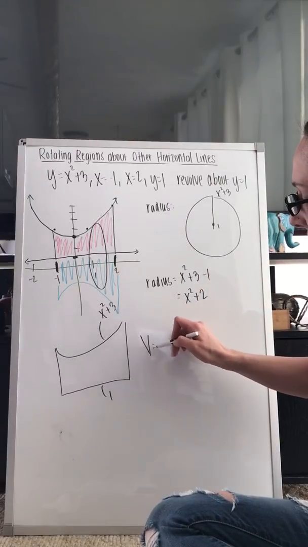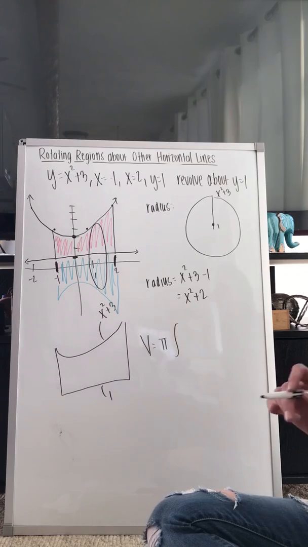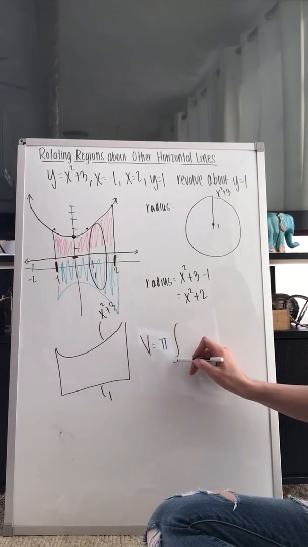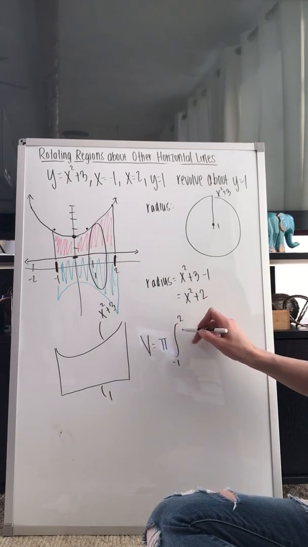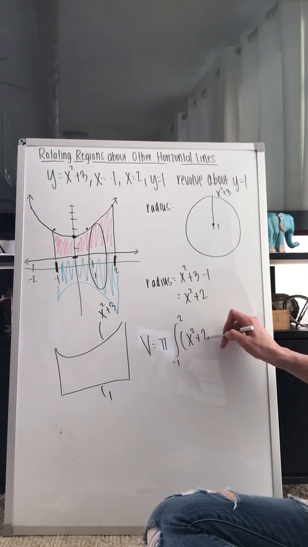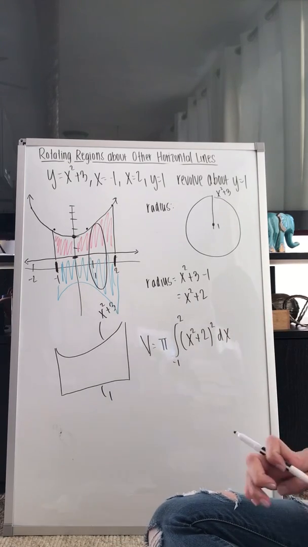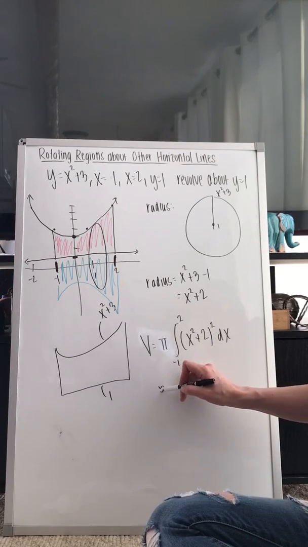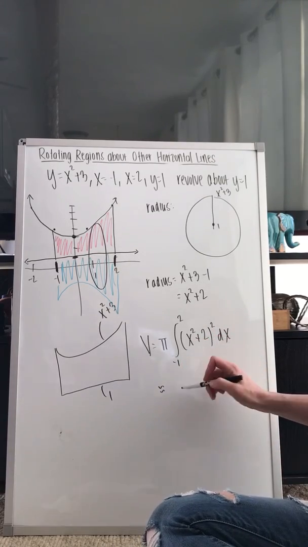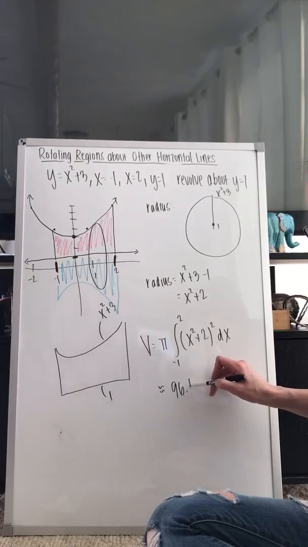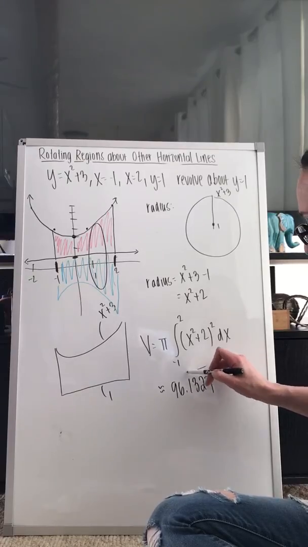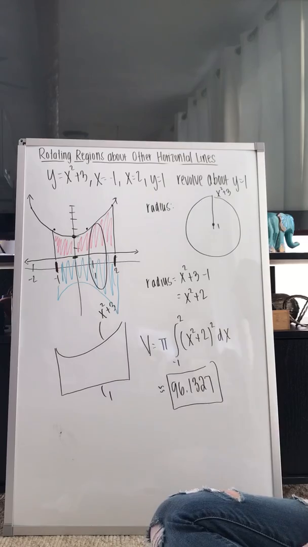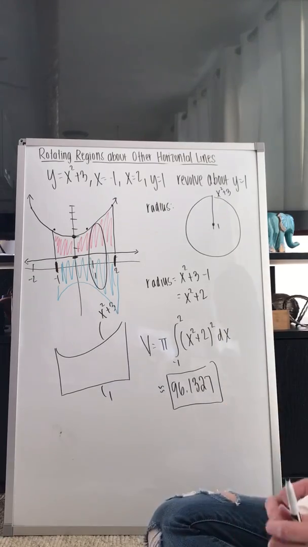So my volume is going to be pi times the integral from my x value of -1 to my x value of 2 times this x squared plus 2 squared delta x. I've already done that on my calculator here. So when you do that on whatever calculator you choose to use, you should get about 96.1327 for your volume. All right, a couple more.